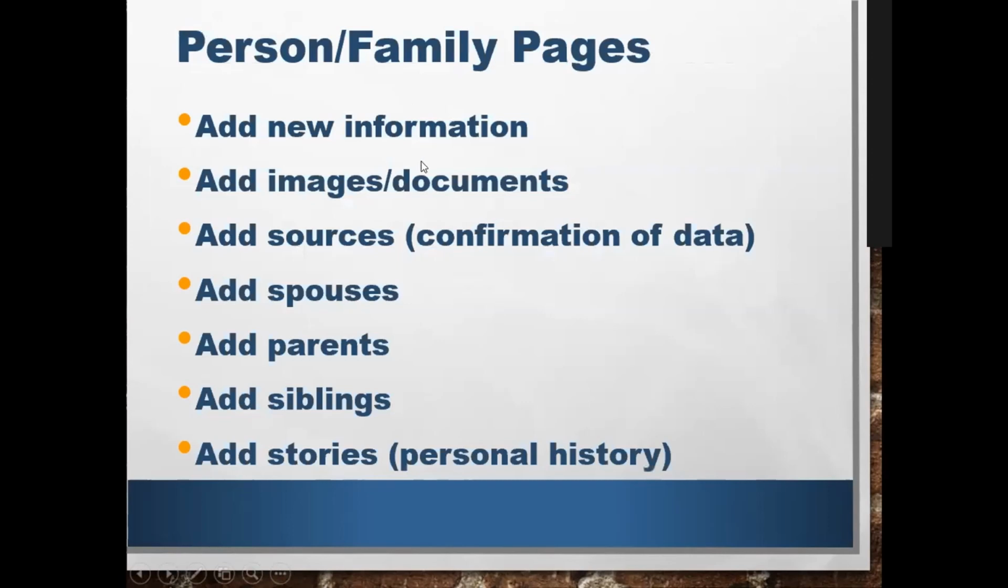And then you can add new information, images, sources, spouses, parents, siblings, stories. This is a great way where you can add more information, like where were they living? What kind of records are you finding? Maybe some hearsay stories that someone had mentioned and that you just want to get it out there.